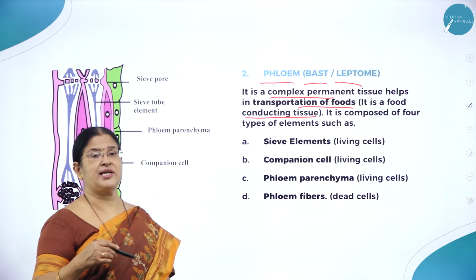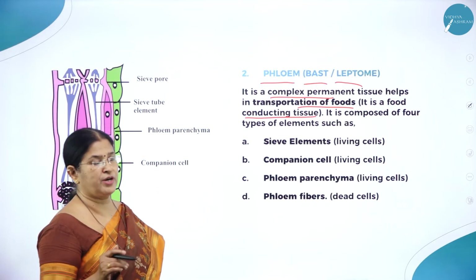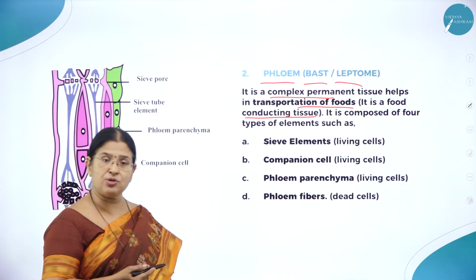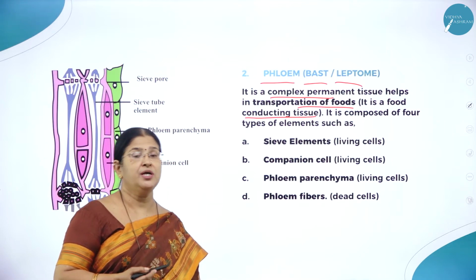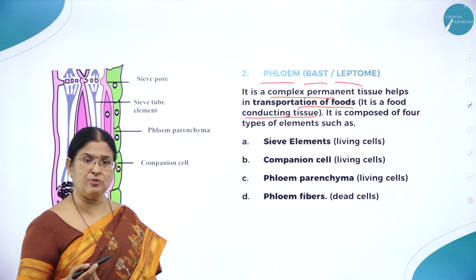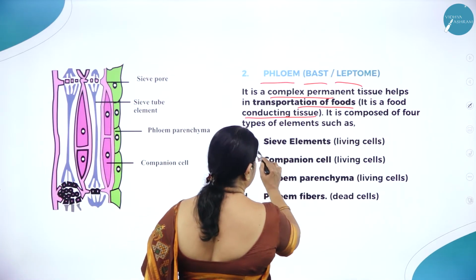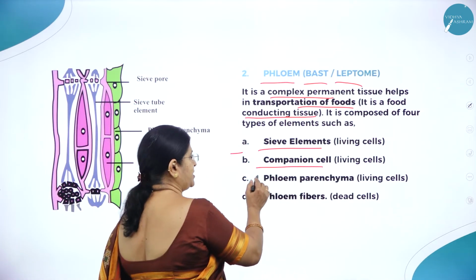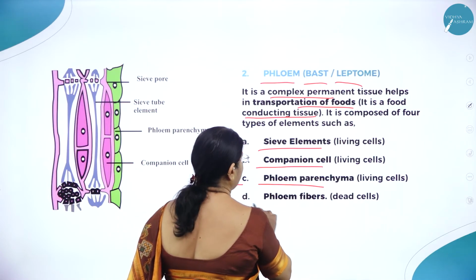And just like xylem, it is also composed of 4 elements or 4 cell types, as it is also a type of complex permanent tissue. The very unique feature of complex permanent tissue is what? It is made up of more than one type of cells. So namely the sieve elements, companion cell, phloem parenchyma and phloem fibers.